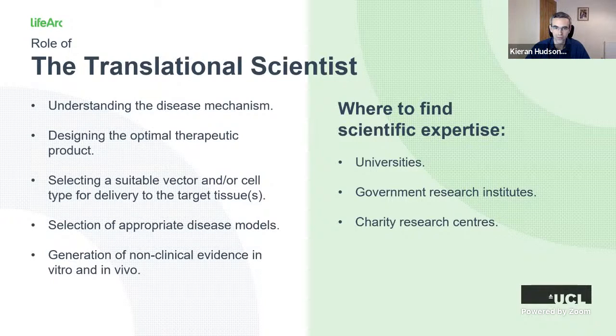So this is where the classic science is done. Universities, government research institutes, and charity research centers all do translational science. Industry obviously does a lot as well, from small biotechs right through to big pharma. There's a lot of translational scientific expertise in industry too.